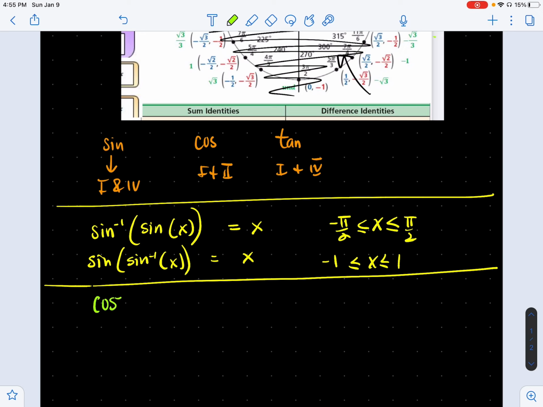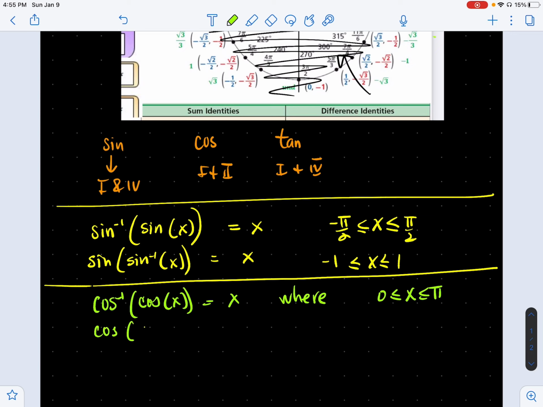Cosine inverse of cosine of x. Cosine inverse and cosine can cancel. Our answer is x, but we have to be careful that x is between certain values. With cosine, the restrictions are the first and second quadrant. First and second quadrant can be restricted like this: x is between 0 and pi, which automatically refers to quadrants 1 and 2.